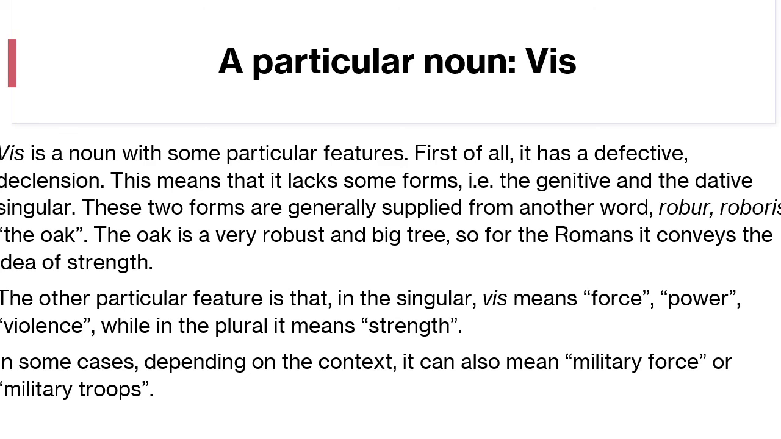The other particular feature is that in the singular, vis means force or power or violence, while in the plural it means strength. Well, this is common for some nouns, as we have seen, for example, copia, copiae, which in the singular means abundance and in the plural means troops, and also auxilium, auxilia. Auxilium in the singular is help and in the plural is auxiliary troops. So another case is vis, which can mean force in the singular or strength in the plural.